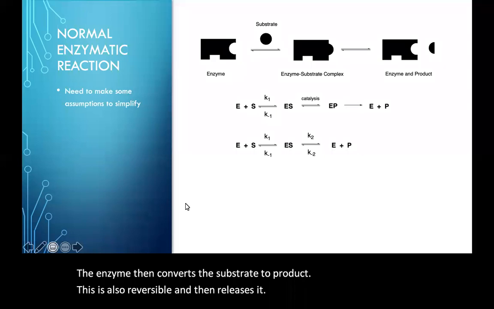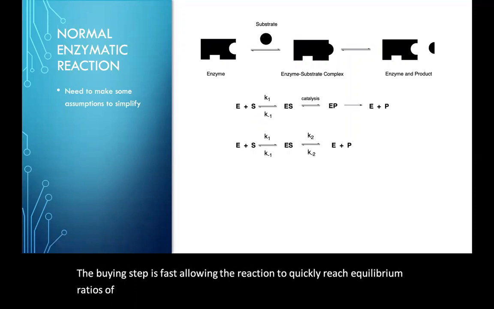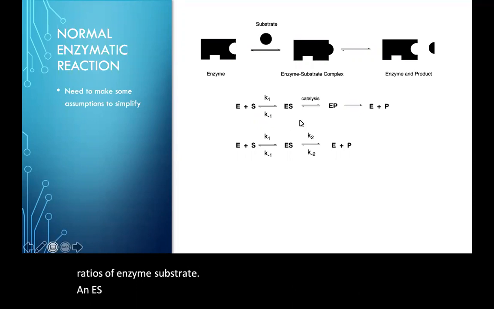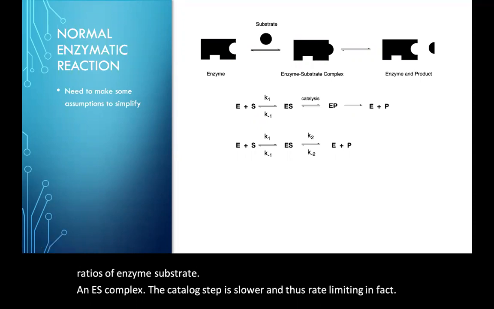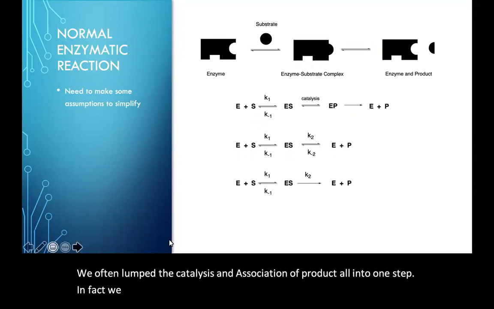The binding step is fast, allowing the reaction to quickly reach equilibrium ratios of enzyme, substrate, and ES complex. The catalytic step is slower and thus rate limiting. In fact, we often lump the catalysis and dissociation of product all into one step. We simplify this even further and say that that one step is actually not reversible.